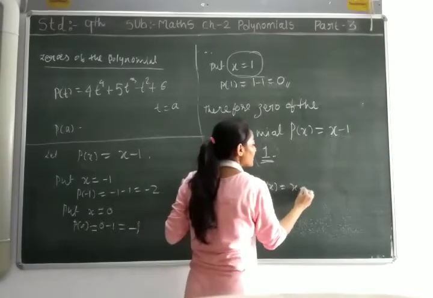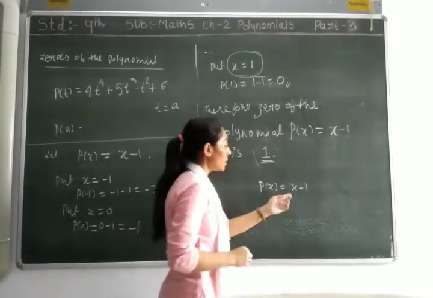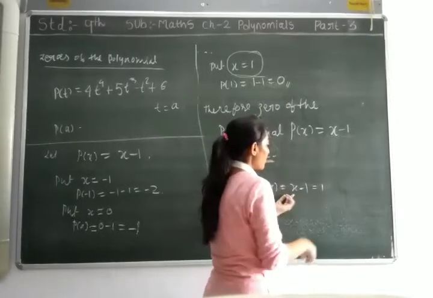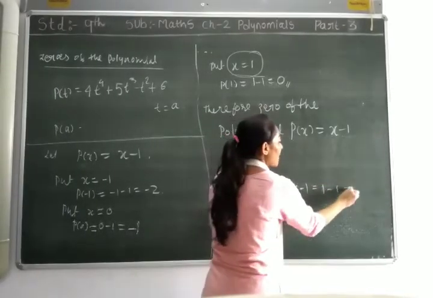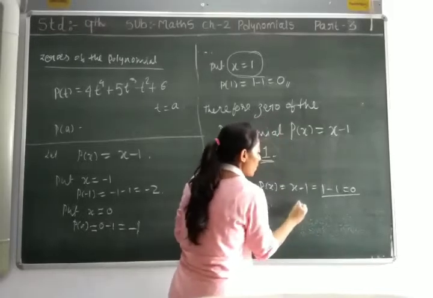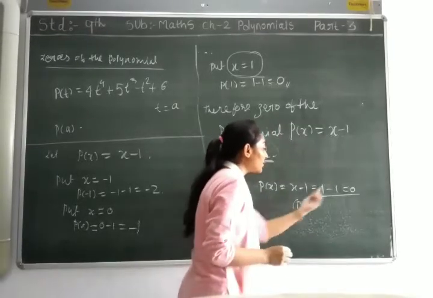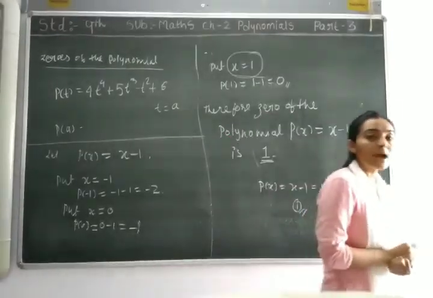Equals to x minus 1. Okay. If I put 1 to the x, I am getting 0. It means 1 is the zero of this one.